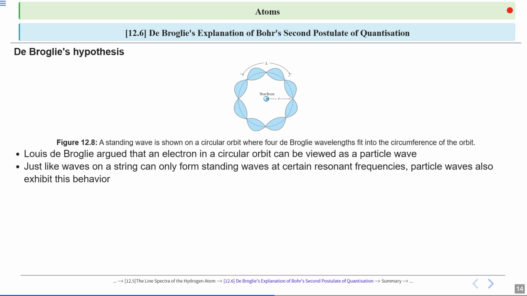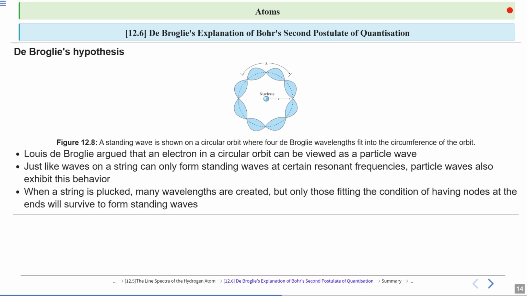Just like with waves on a string, only certain resonant frequencies will create standing waves. For electrons, this means only certain wavelengths, and therefore certain energies, are allowed. If the electron's wavelength doesn't match the orbit, it can't exist in that state.